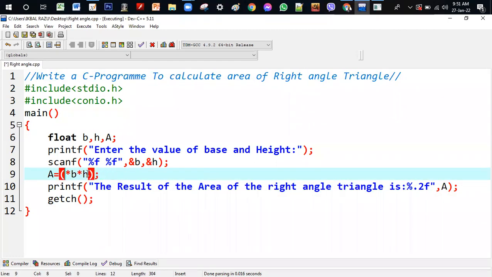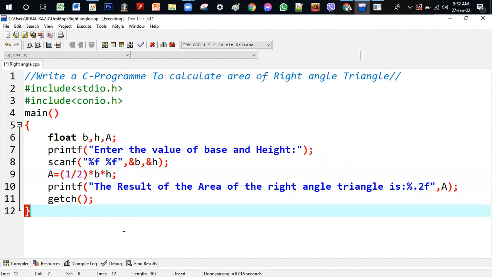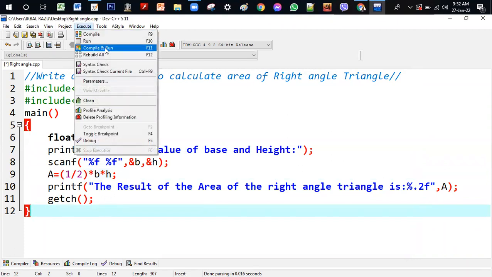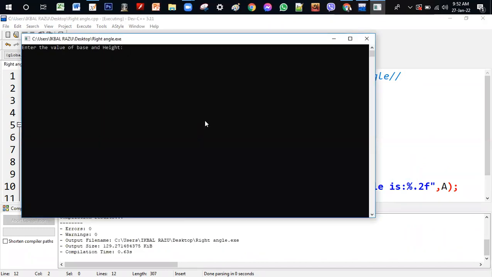Here, if we define 1 divided by 2, then what will be the answer? 1/2 into base into height. Now execute the program. 1/2 into base into height. Execute, compile, and run. Input 5, input 5. The answer will be 0. Here the answer is 0. So this is the main problem.